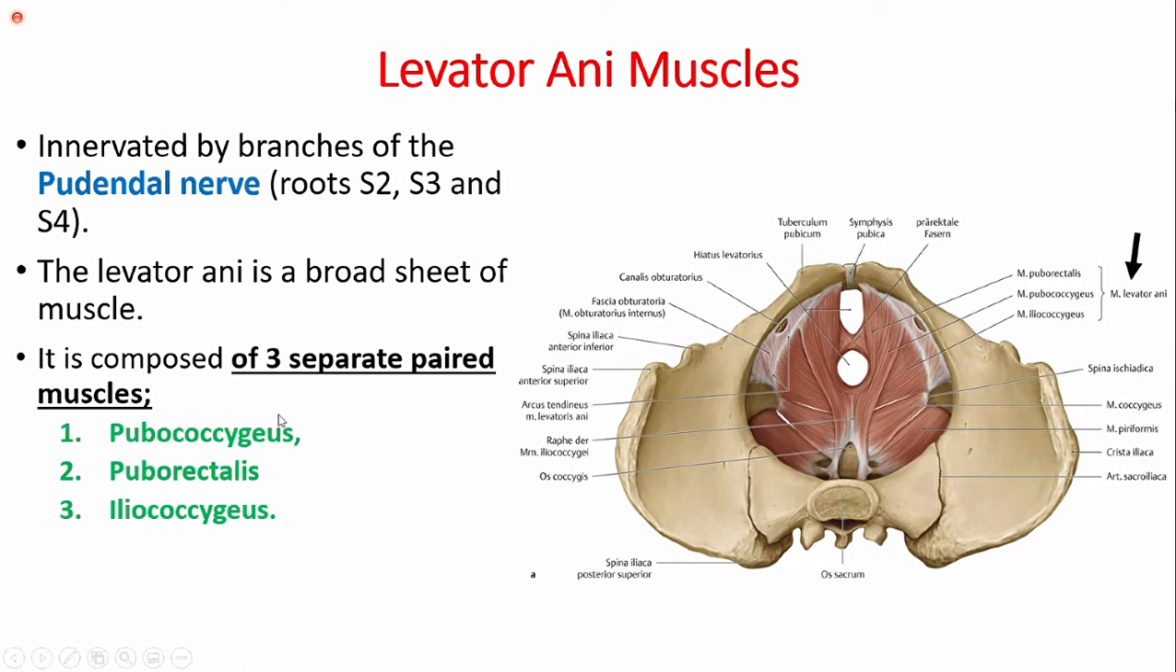So the levator ani muscle has three important parts. One is called the pubococcygeus, one is called the puborectalis, and the other one is called the iliococcygeus. As you see, these are the three muscles here. The puborectalis, this is the first one. Okay, and then you have the pubococcygeus. And then you have the iliococcygeus, because it's coming from the ilium all the way to the coccyx. Okay, we'll talk about each one of these muscles.